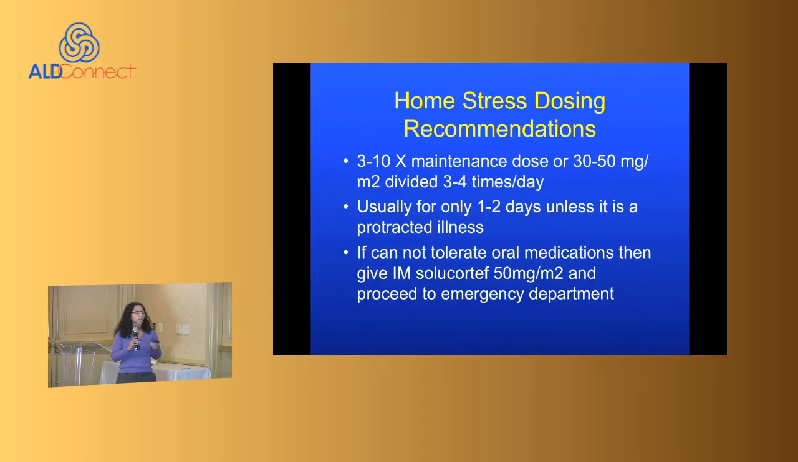So what we'd usually recommend is somewhere between 3 and 10 times the maintenance dose, or somewhere between 30 and 50 milligrams per meter squared, divided throughout the day, usually just for a couple of days.